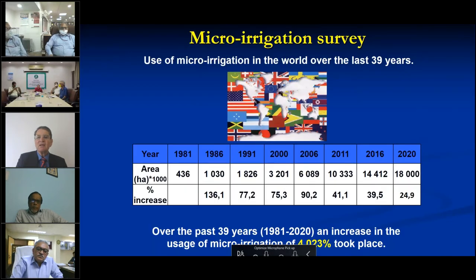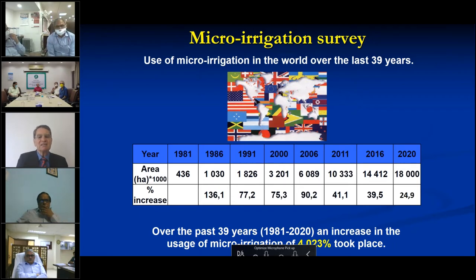As I've said, micro irrigation, ICID are doing surveys continuously. And the use of micro irrigation in the world over the past 39 years. We started with this in 1981, when there was only 436,000 hectares under micro irrigation. And you can see it grew by 2020 to more than 18 million hectares.